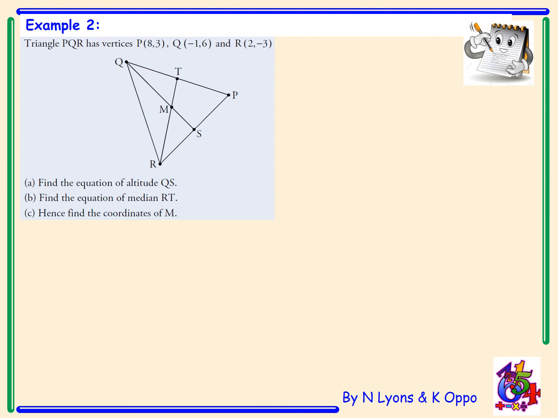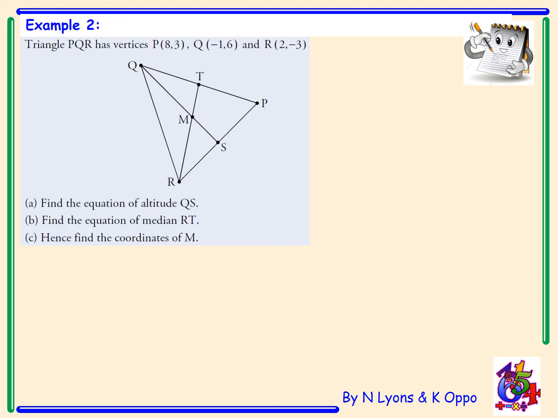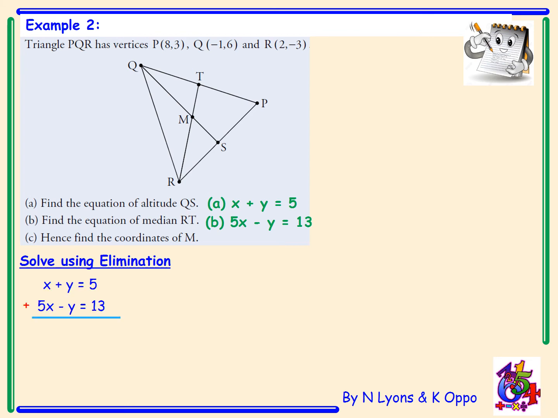Your answer for A, the equation of the altitude, could have been x plus y equals 5. Your answer for part B, 5x minus y equals 13. We will now complete part C together. We'll need to solve the two equations from A and B using elimination. So we have x plus y equals 5, 5x minus y equals 13, and as we have 1y and 1y, there is no need to multiply any equations. We'll go straight ahead and add them together.